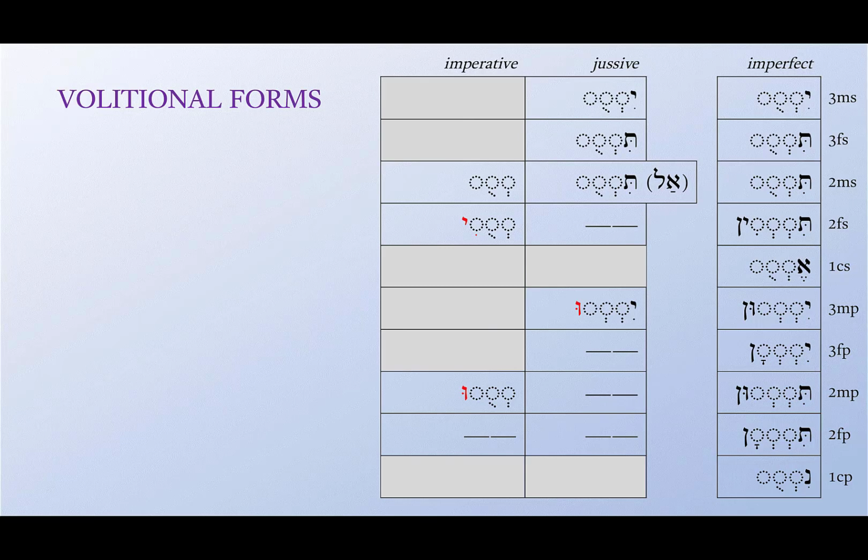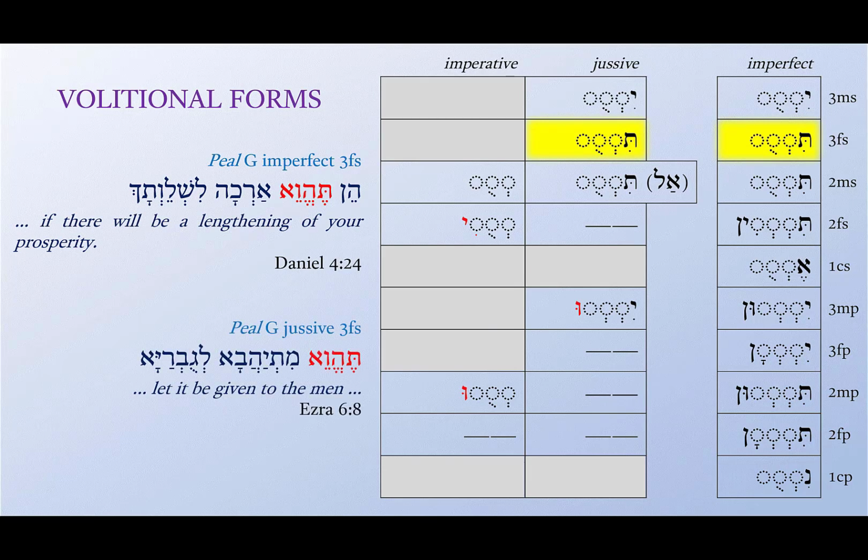Now, jussive is a volitional form that can be third person or second person, and imperative is only second person. So we're going to look at some examples of those. First, let's look at the third feminine singular, which, as we see in yellow, is the same form for the strong verb, this strong verb paradigm, between the imperfect and the jussive. But here's the thing. Unlike biblical Hebrew, we're not looking for certain weak verb types to have different forms between imperfect and jussive.